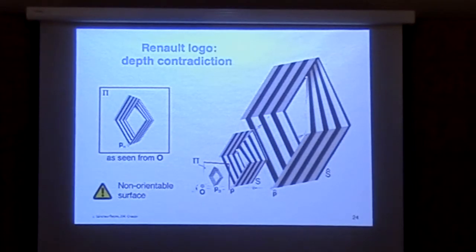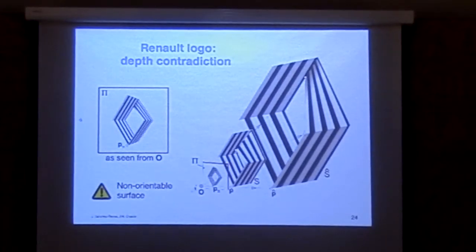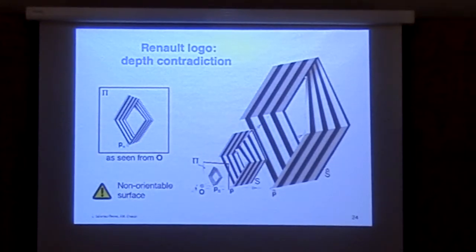This is a different example because it's a non-orientable surface. The previous examples are B-rep solids. This is a sort of Möbius strip, with the Renault logo as a surface, and there's some contradiction here. You have the texture that looks nice, but this is just a surface, not a solid. It's defined with NURBS, everything here is NURBS.